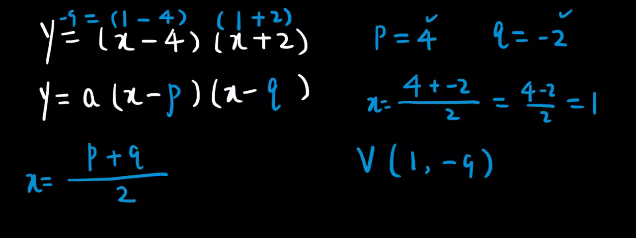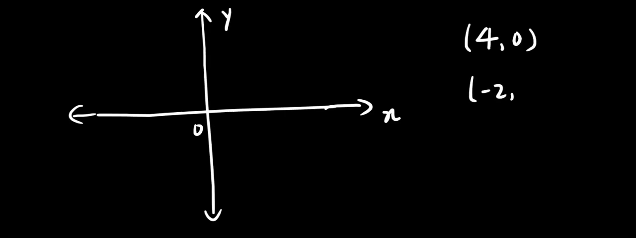Now, let us plot. I'm going to move this up, and we have a bigger space here, and all these points we can use. That's x, that's y, that's 0. Our two x-intercepts: one is +4 and one is -2. So +4 is (4, 0) and -2 is (-2, 0). Go ahead and plot these two points.